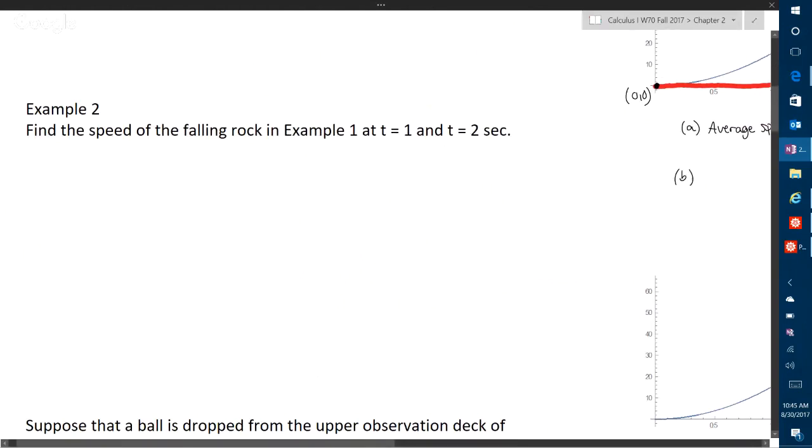Find the speed of the falling rock in example 1 at t equal to 1 and t equal to 2. So they're very specific about t this time. They're not giving you an interval. They're telling you what's the speed when t is equal to 1, and then what's the speed when t is equal to 2. This implies instantaneous speed. So when you're given an interval, like we were in the previous example, that's how you know you're talking about average speed, average rate of change. In this case, it's instantaneous speed, instantaneous rate of change.